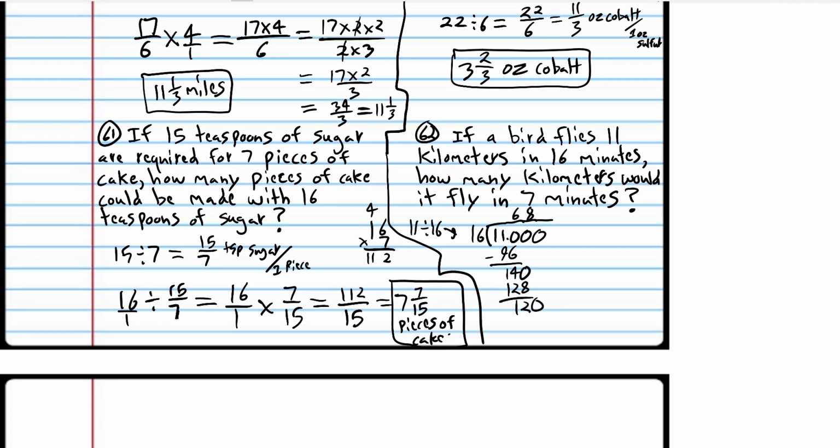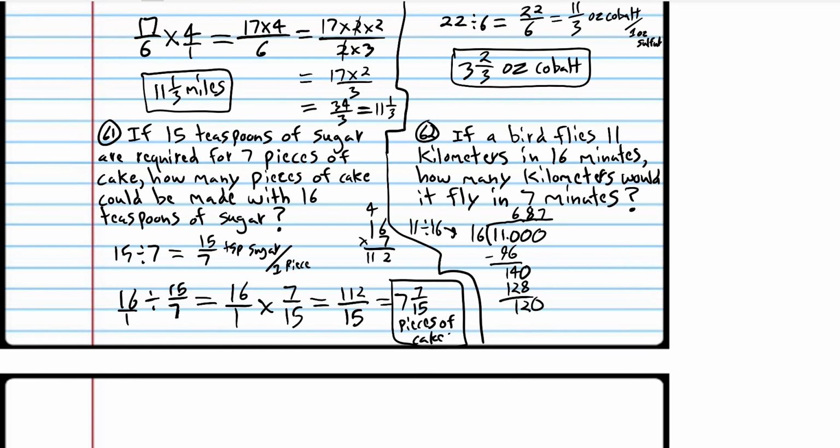16 into 120. 16 times 7 goes in. 70 plus 42 is 112. 120 minus 112 is 8. Bring down a 0. And I think it goes in 5 times. 16 times 5 is 80. And finally, our remainder is 0. So now we can bring the decimal straight up. As you can see, we have 0.6875 kilometers per minute. That's the unit rate.